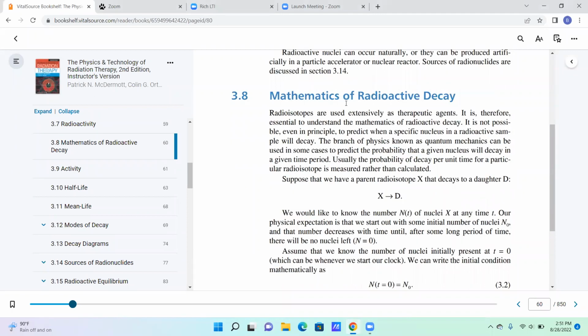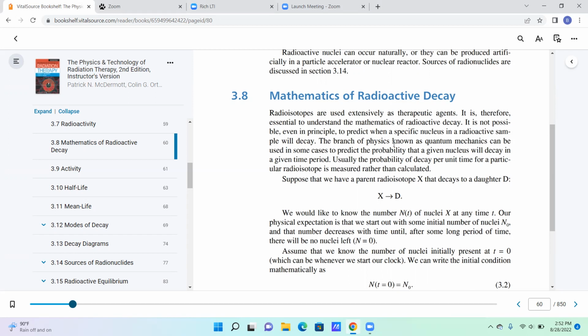We're going to be looking at radioisotopes and how quickly or how slowly they may end up losing or emitting radiation. Obviously, a lot of you know that radioisotopes are used in therapy. It's not possible to predict when a specific nucleus in a radioactive sample is going to decay. Quantum mechanics can be used to predict the probability that a given nucleus will decay, but usually the probability of decay per unit time for a particular radioisotope is measured rather than calculated.